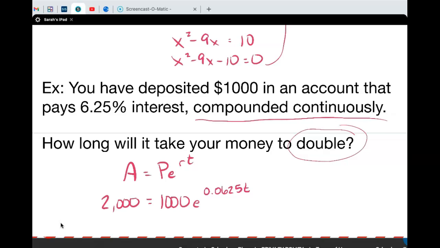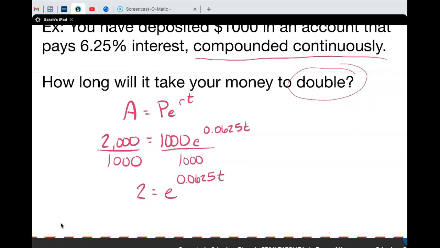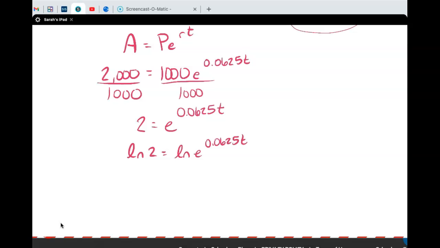So yeah. So then here I have my equation. I need to solve for the t value. So what do I want to do to both sides? Yeah. Trying to get our exponential by itself. So 2 equals e to the 0.0625t power. And then how do I cancel the e? Yeah. So natural log to both sides. So natural log of 2 and natural log of e to 0.0625t. So the right side, this cancels. I'm just left with the exponent. Natural log of 2.